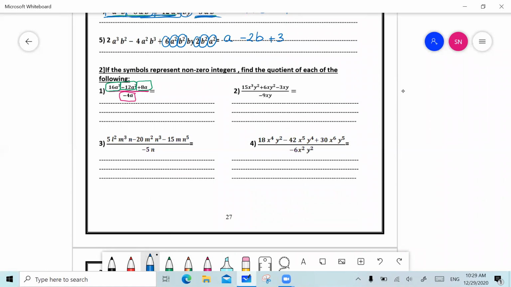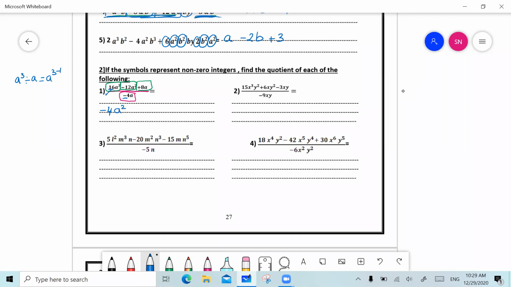Beginning with the first term, 16a to the power of 3. So I'm going to take the coefficient divided by the negative 4 as a coefficient. 16 divided by negative 4, this is equal to negative 4. A to the power of 3 divided by a, this is equal to a to the power of 3 minus 1, which is equal to a to the power of 2. I am done with the first.